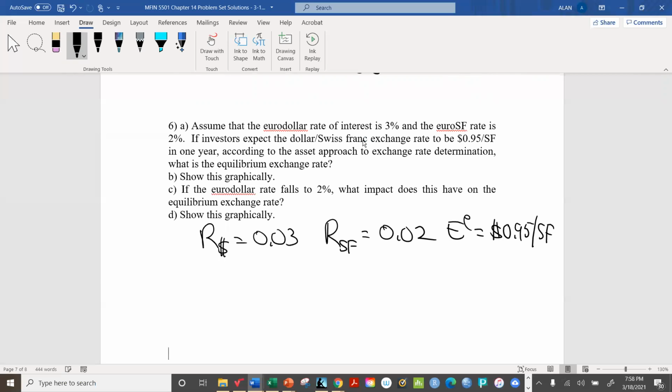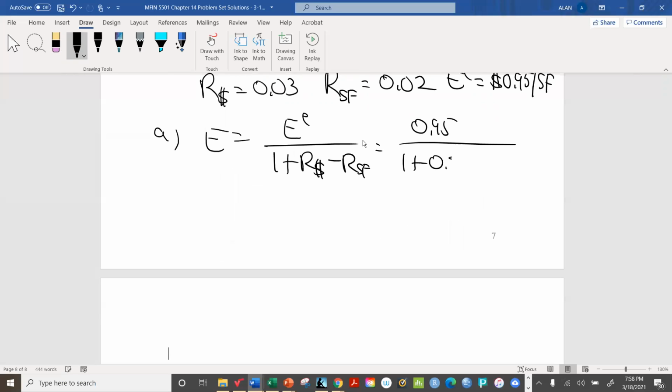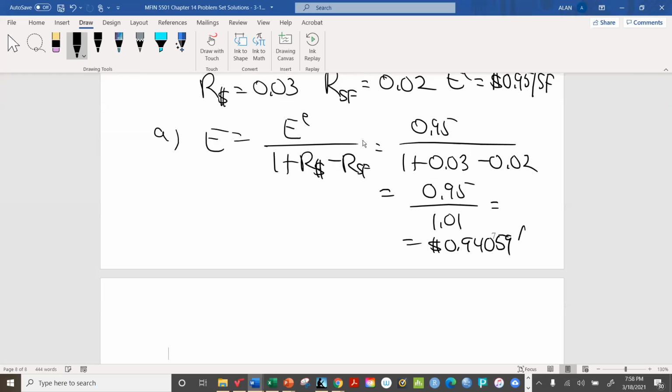Well, once again, we have the formula. E equals EE, and in the denominator, we always have 1 plus the US rate, and we always subtract the foreign rate. So here we'll have 0.95 over 1 plus 0.03 minus 0.02. And that's going to leave us with 0.94, let's say, 0.59 dollars per Swiss franc.